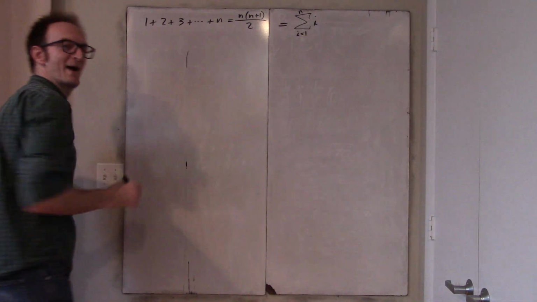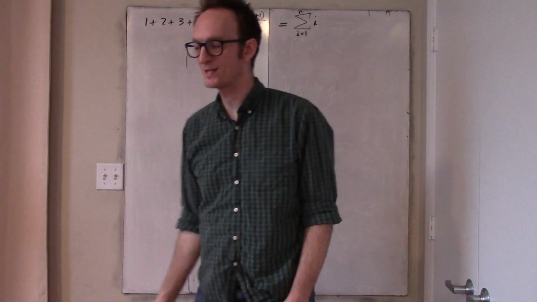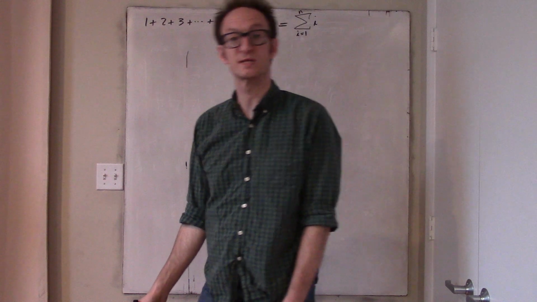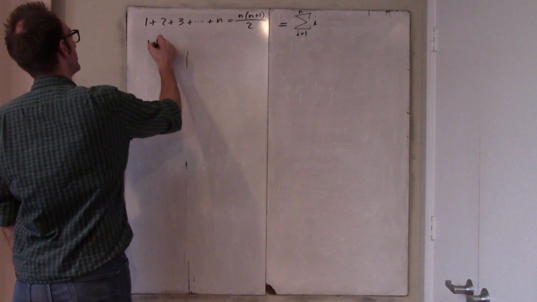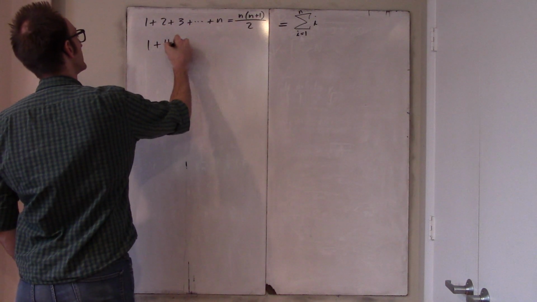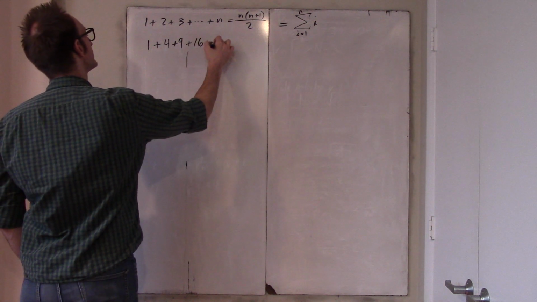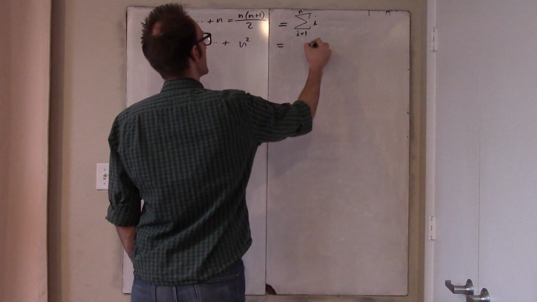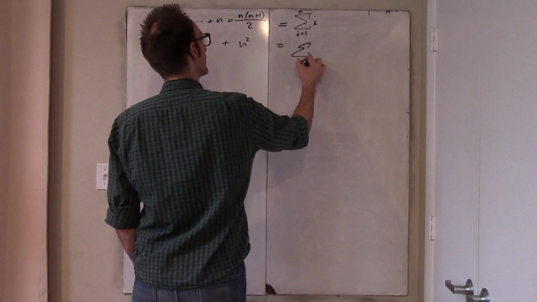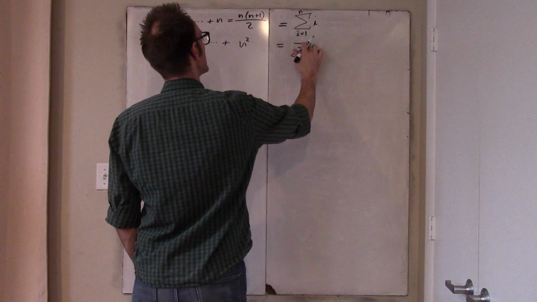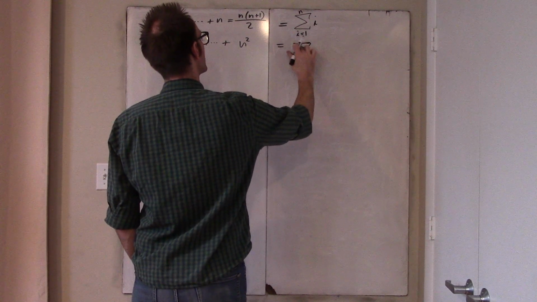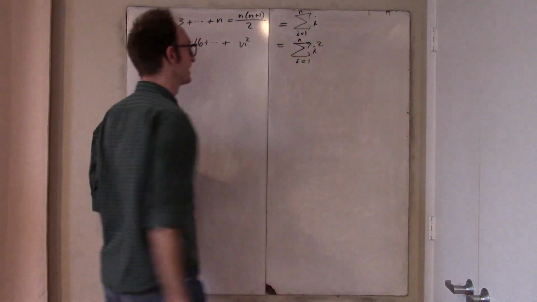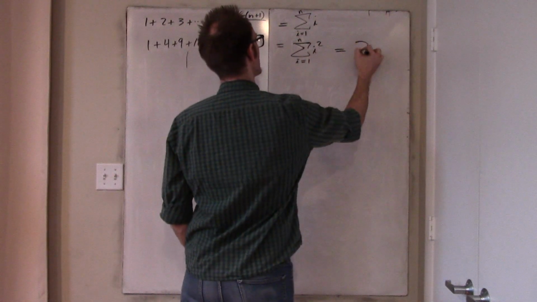For various reasons I want more formulas. I want to know what the sum of the squares are. So what is 1 plus 4 plus 9 plus 16, the perfect squares, all the way up to something n squared? In sigma notation, what I'm looking for is a formula, like my previous formula, but a different one, for the sum from i equals 1 to n of i squared. And the thing is, I don't know what this is.